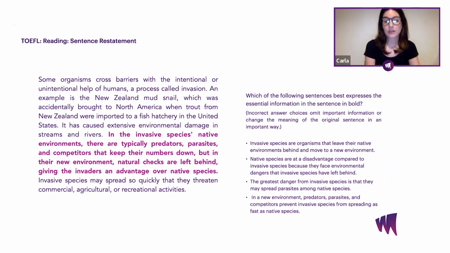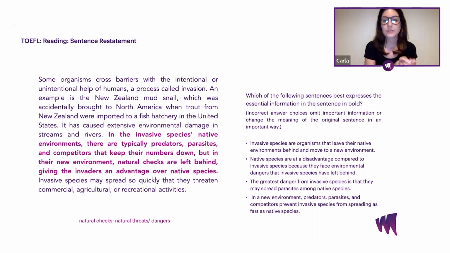So in the first part of the sentence, what they're saying is that these invasive species, in the places where they originally come from, where they are native to, usually have to deal with predators, parasites, and competitors. And those three things keep their numbers down. So that's the first half of the idea. The second half, which is a contrast, says that in their new environment, natural checks, which in this context is referring to the predators, parasites, and competitors, so threats or dangers, those natural checks are left behind, giving the invaders an advantage over the native species.